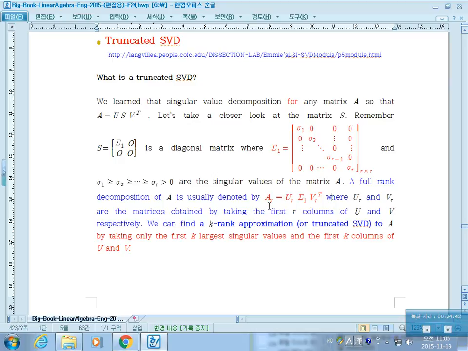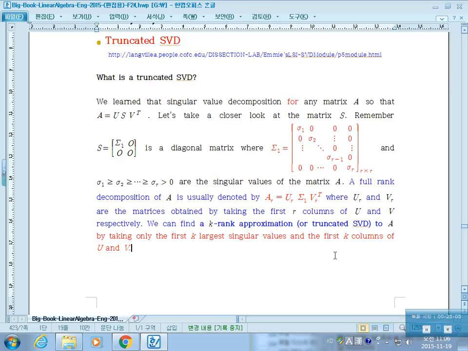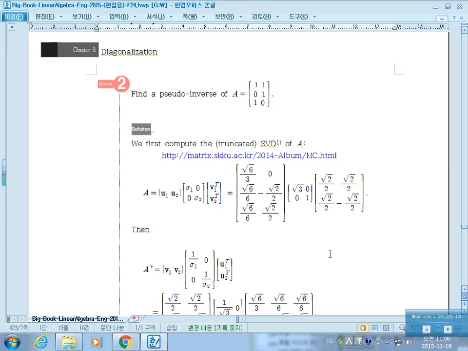Here, this A_R, the size... okay, this is a K rank approximation. This is called the K rank approximation or a truncated singular value decomposition. We now only deal with the linearly independent columns of A. We only take care of the linearly independent columns. This example shows what I wanted to say.